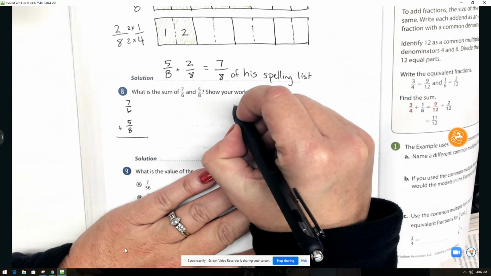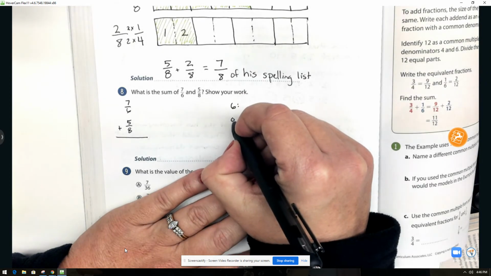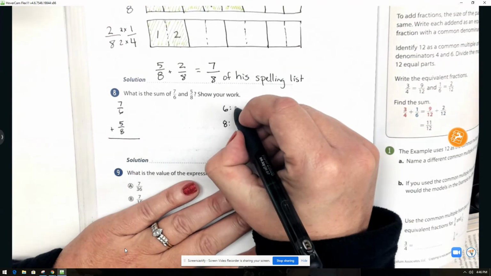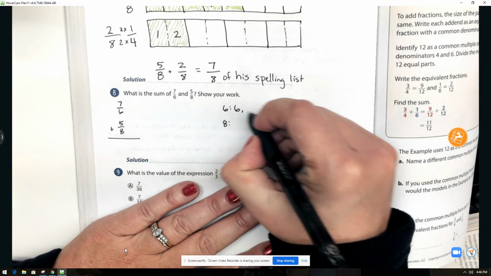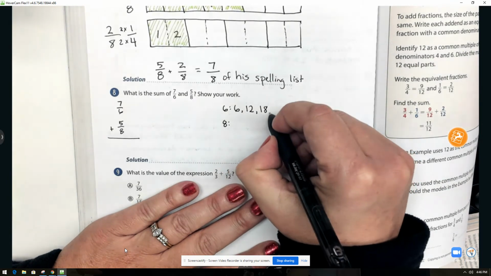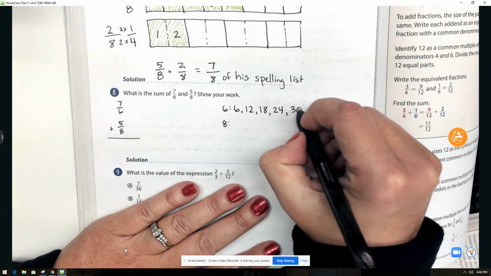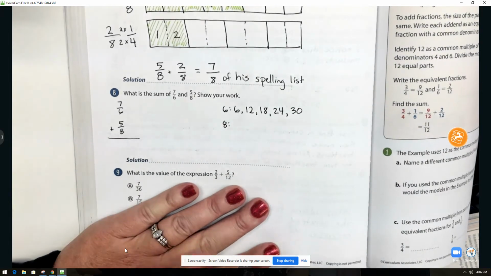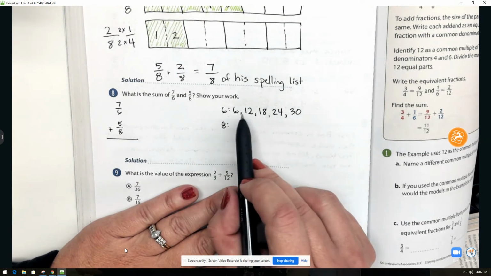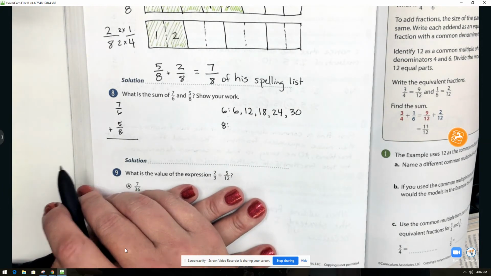So we need to find the multiples of 6 and the multiples of 8. So the multiples of 6 are 6 times 1 is 6, 6 times 2 is 12, 6 times 3 is 18, 6 times 4 is 24, 6 times 5 is 30. I think we'll find it if I stop there. If you do not know your multiples, you can always pull out your multiplication chart and just simply write down all of the multiples from the multiplication chart in order.